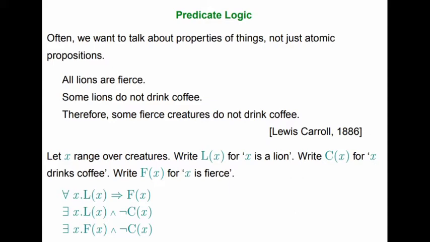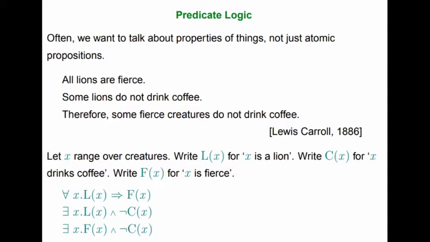Often, we want to talk about properties of things, not just atomic propositions. All lions are fierce. Some lions do not drink coffee. Therefore, some creatures do not drink coffee. So, let X range over creatures. Write L of X for X is a lion. Write C of X for X drinks coffee. Write F of X for X is fierce.